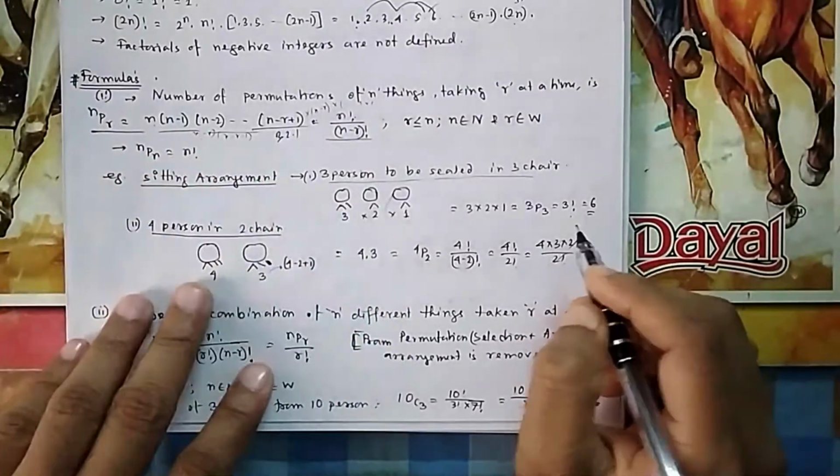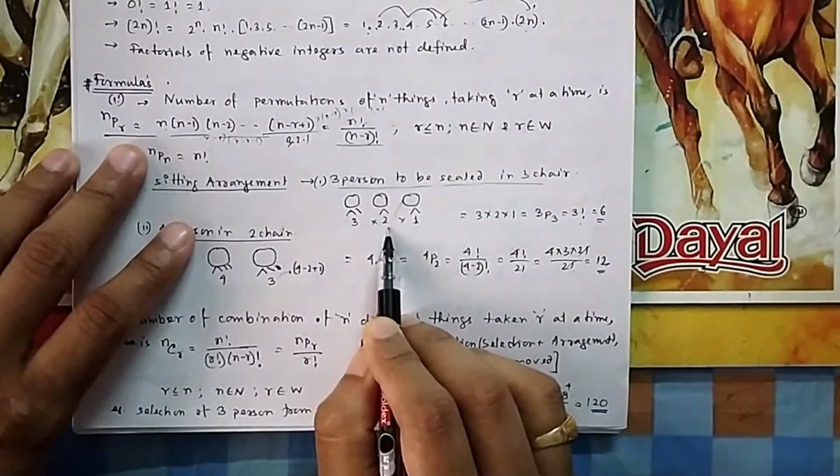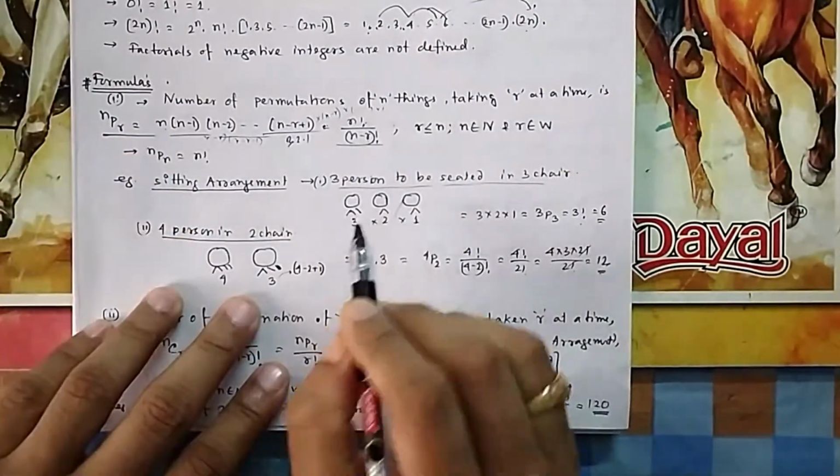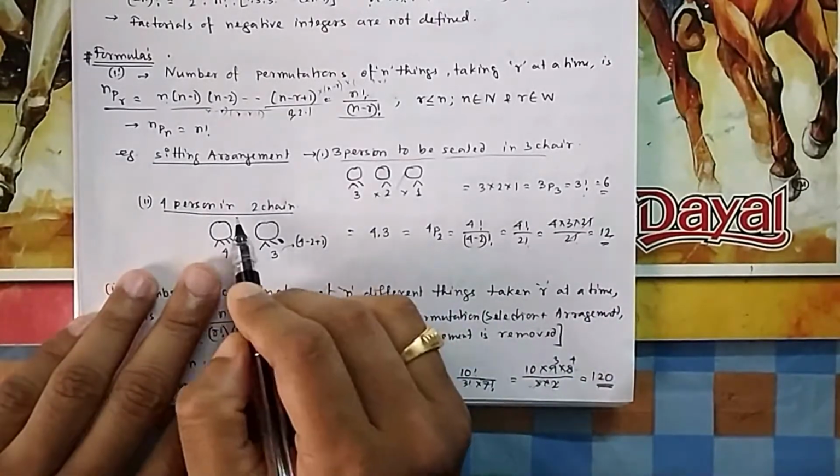So using this formula, you can see where n minus 1 comes from: 3 minus 1, then 3 minus 2. You can see every time 1 is reducing. Now the same question you can think of with 4 persons in 2 chairs.